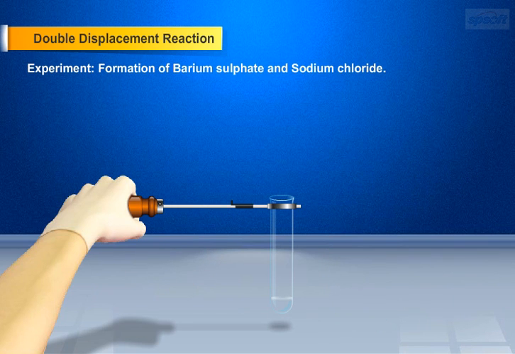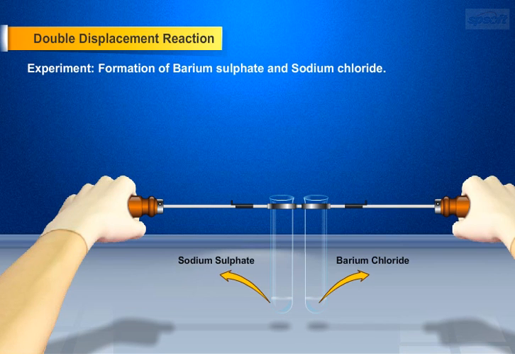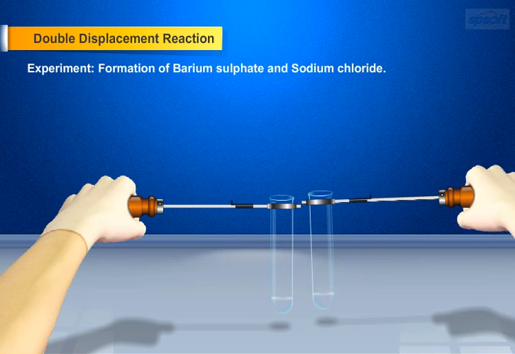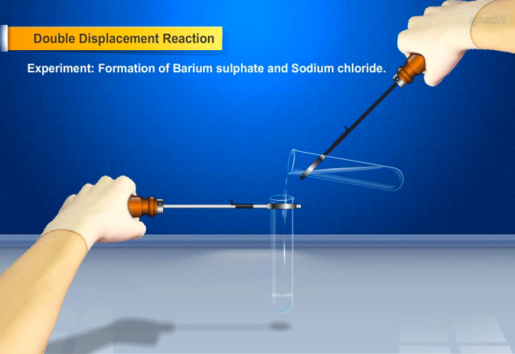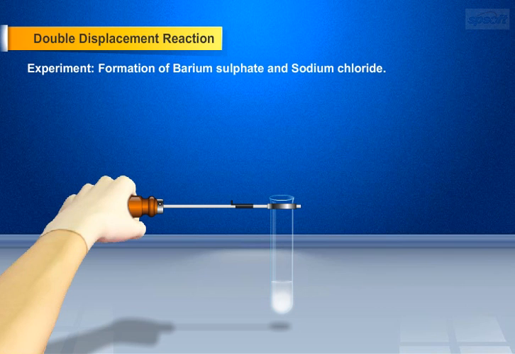Take one test tube with 3 ml of sodium sulfate solution. Take another test tube with 3 ml barium chloride solution. Mix the two solutions. What do you observe? As soon as sodium sulfate is mixed with barium chloride solution, a thick white precipitate is formed, which settles down at the bottom of the test tube.